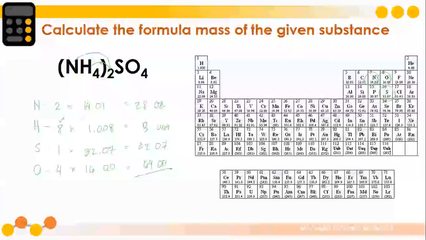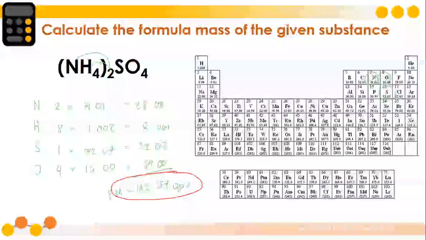After multiplying the number of elements with their atomic masses, you now need to add all of the quantities together. So the atomic mass, or formula mass, of this compound is 132.154 AMU, or atomic mass unit. This is now our final answer. Another reminder, kindly do not forget to write the unit of measurement that is used in solving this equation.